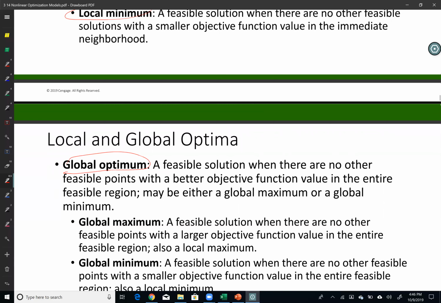So that's it for this video, and in the next video I will solve this power problem using Excel Solver and talk about the sensitivity report.